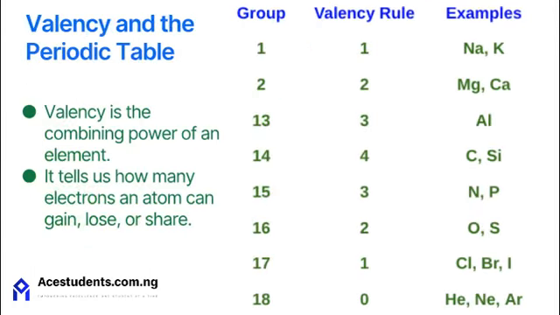Let's take a look at what valency is. Valency is the combining power of an element. It tells us how many electrons an atom can gain, lose, or share.